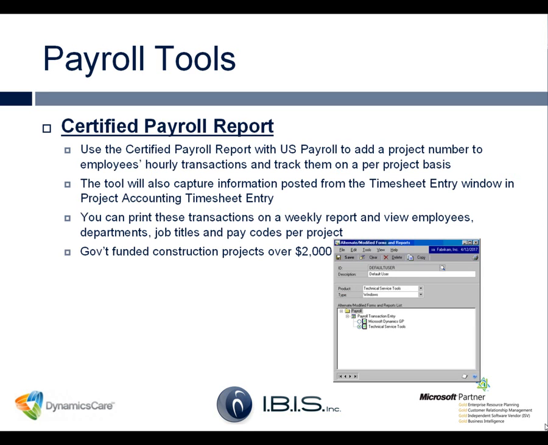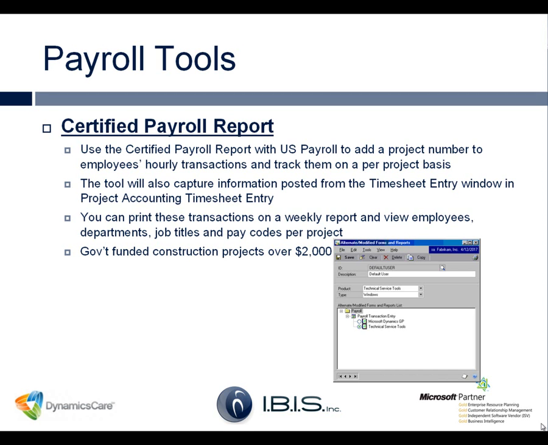For those of you out there with requirements around certified payroll for government-funded construction projects, you could use a certified payroll report and add a project number to the employee's hourly transactions and track them on a per-project basis. The tool will also capture information posted from the timesheet entry window, project accounting timesheet entry. You can print the transactions on a weekly report and view the employees, departments, job titles, and pay codes per project.